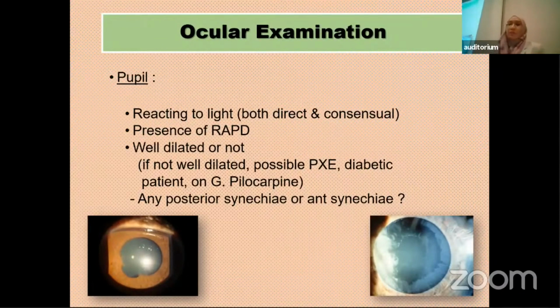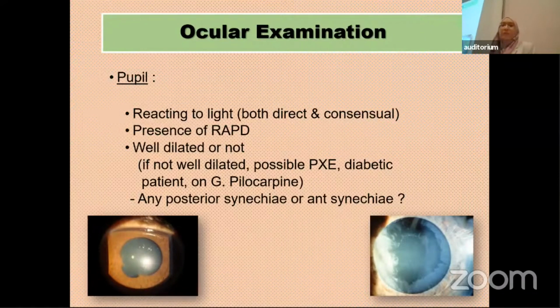We cannot guarantee how much the patient can see because of the RAPD positive. So the patient must understand properly the prognosis. And then we need to check whether the pupil is well dilated or not. This is very important, because if not well dilated, possible due to pseudoexfoliation. That's why we need to dilate properly first, then we can assess the degree of dilatation.